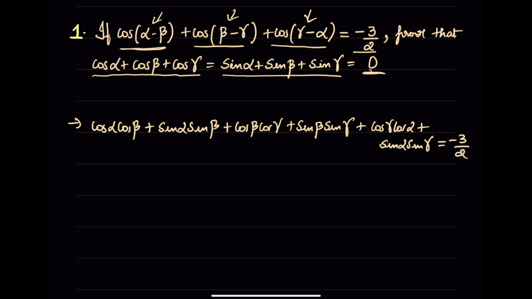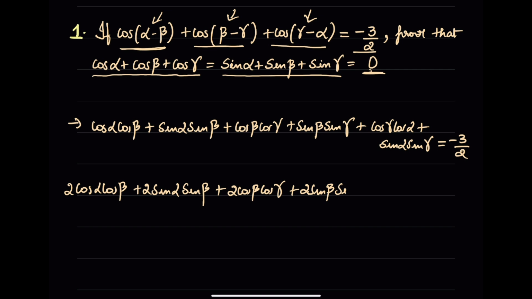Now let's multiply 2 on the left side. So this would be 2 cos alpha cos beta plus 2 sin alpha sin beta plus 2 cos beta cos gamma plus 2 sin beta sin gamma plus 2 cos gamma cos alpha plus 2 sin alpha sin gamma, and this is equal to minus 3. Sorry, I missed the 2 there.